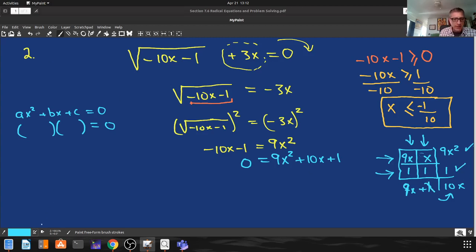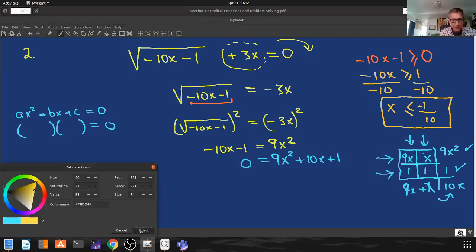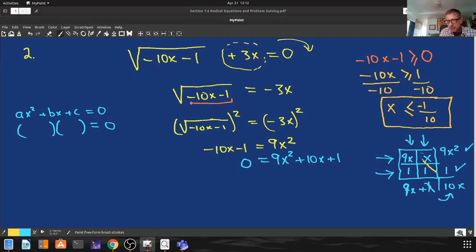So my factorization is 9x plus 1 times x plus 1, and that's equal to 0. So what do we do? We set each of these factors. This is factor 1, and this is factor 2. So I set factor 1 equal to 0.